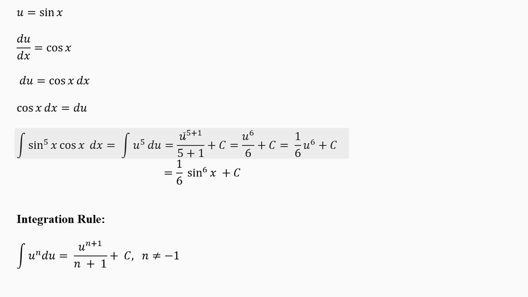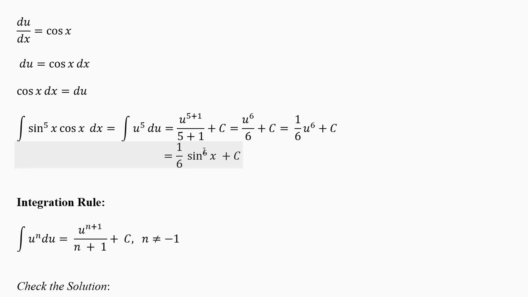Now u power 5 plus 1 divided by 5 plus 1, we are using the same n plus 1 rule. You will get u power 6 over 6, and we write it as 1 over 6 u power 6. This is 1 over 6 sine power 6 x. See, this power 6 should not be written on the x, it has to be written on the sine.